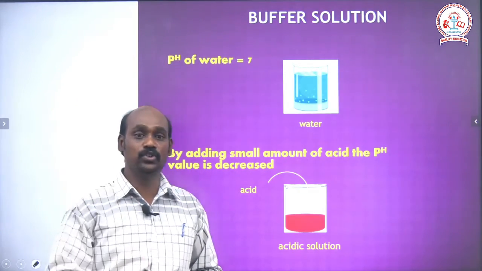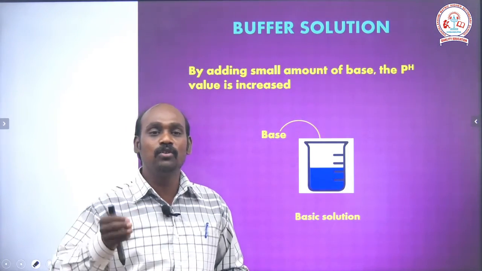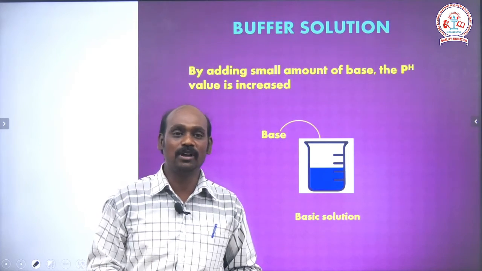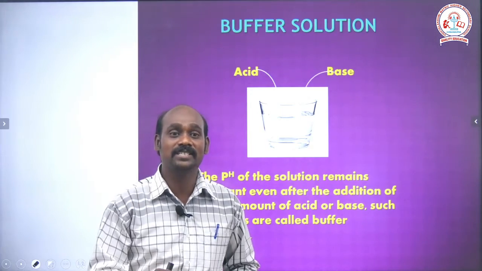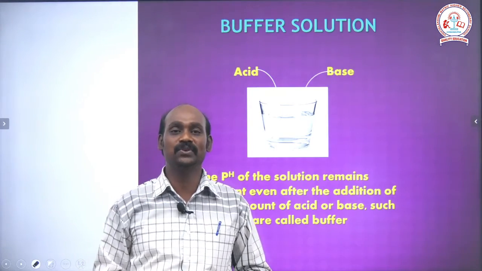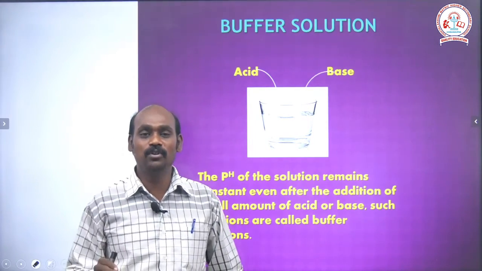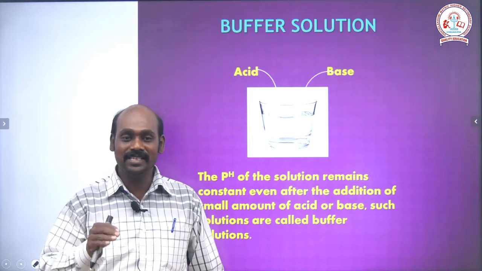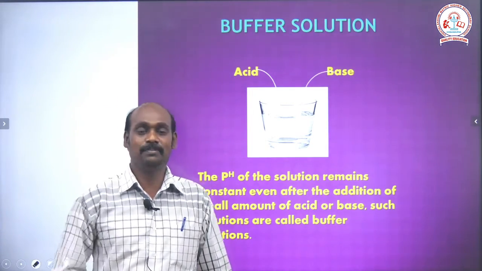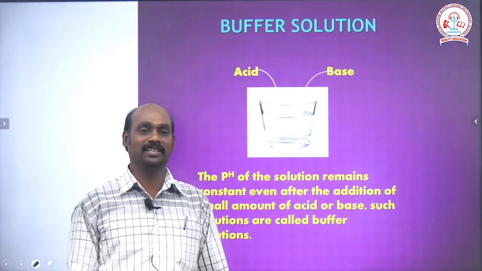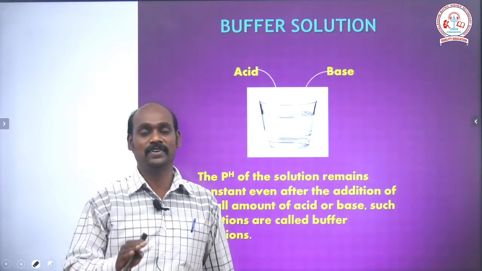But in some solutions, we can add a small amount of acid or base and the pH value remains constant. Such a kind of solution is known as a buffer solution. So, what is a buffer solution? When a small amount of acid or base is added to the mixture, the pH value does not alter, it remains constant. Such solutions are called buffer solutions.